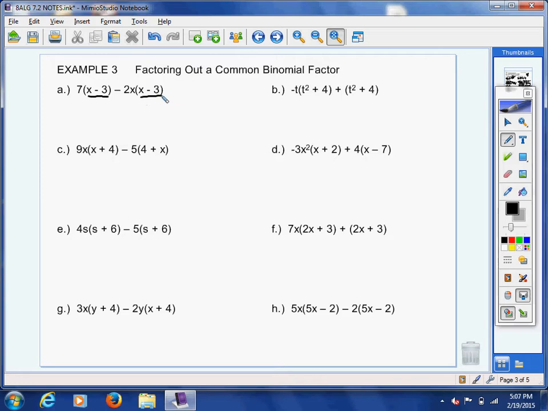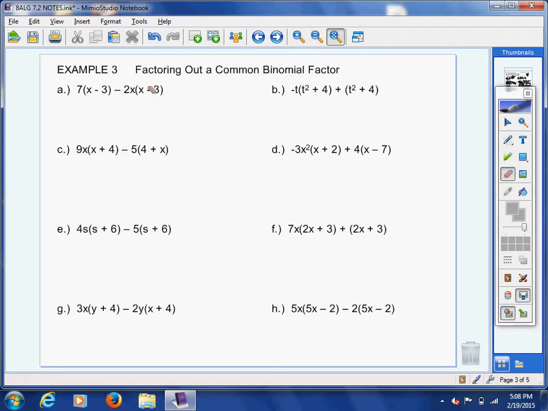What I need you to see is that this whole thing is a term, as is this one. Both of them are terms. That's how I want you to look at it. They are separated by that subtraction sign right there. That's how we know we have terms. They're not separated by multiplication, like here with the 7 times the quantity x minus 3. That's not two separate terms. That's all one term. And it's separated from the other one, 2x times the quantity x minus 3, by a subtraction sign.